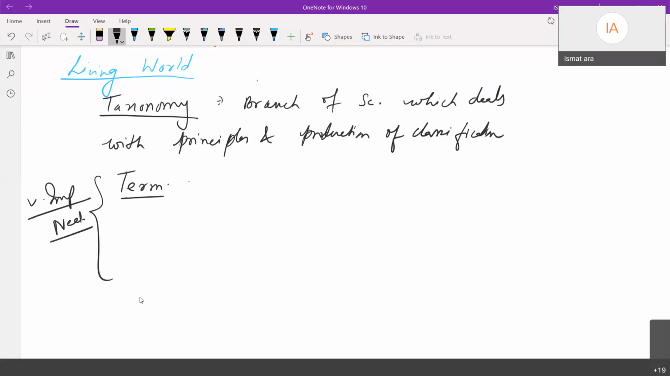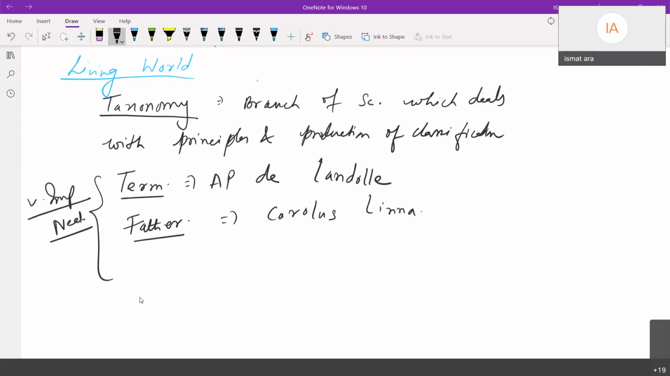Who has given the term taxonomy? Answer: A. P. de Candolle. Okay. Next. Father of taxonomy: Carolus Linnaeus. Father of Indian taxonomy: Santapan.